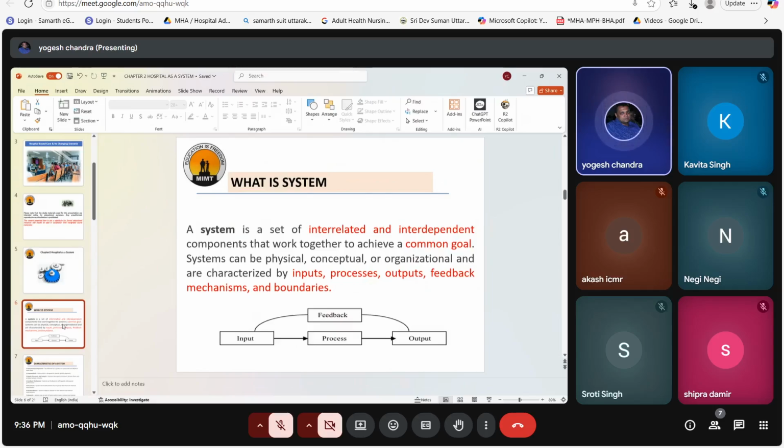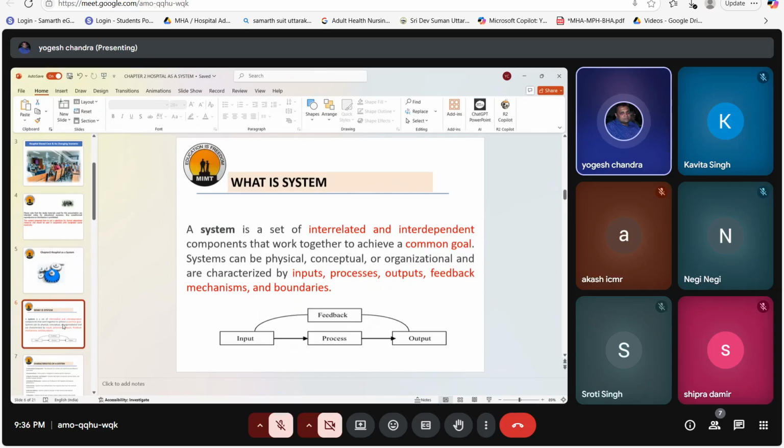A system can be any type. It may be physical, conceptual, organizational. And the main thing is that in any system, there are three things, which are the input, process, and the output. And one more thing, that is a feedback mechanism also. And there are some kinds of boundaries. The system works within some boundaries. You have to define the boundaries within which the system is running.